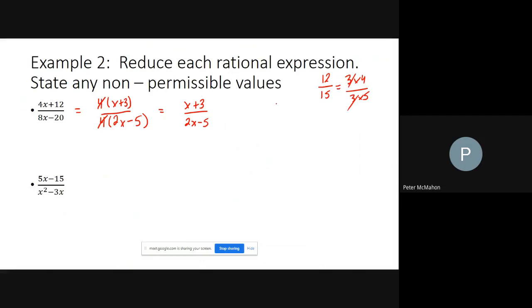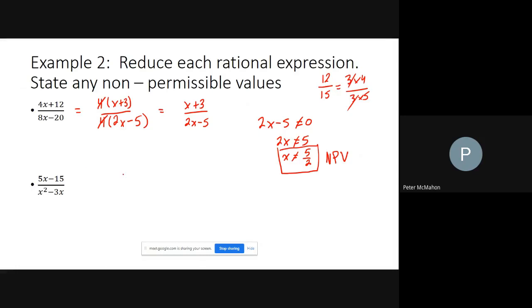For our non-permissible value, we look at the denominator, 2x minus 5. 2x minus 5 is not allowed to equal 0. Now let's solve this for x. I'm going to add 5 to both sides, so 2x cannot equal 5. Then if I divide by 2, x cannot equal 5 over 2. So this is our non-permissible value. Sometimes we denote this as NPV, non-permissible value. And here's our reduced rational expression.